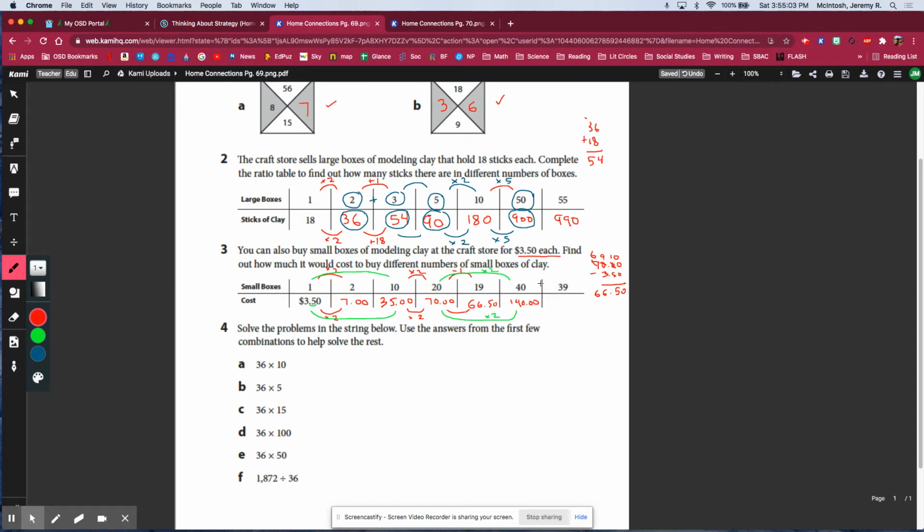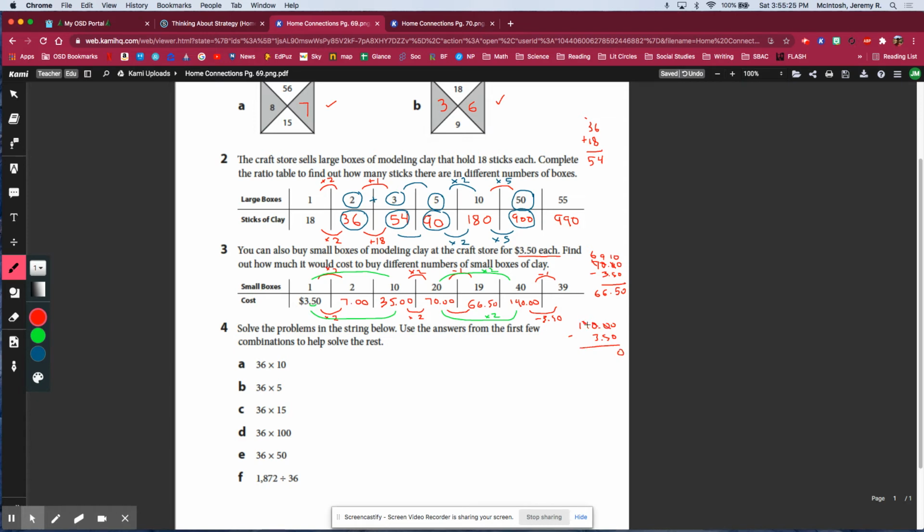Then the same thing, I'm subtracting 1 from 40. So if I subtract 1, I'm subtracting $3.50, not 1, but $3.50. So $140 minus $3.50. Sorry for all that clicking.